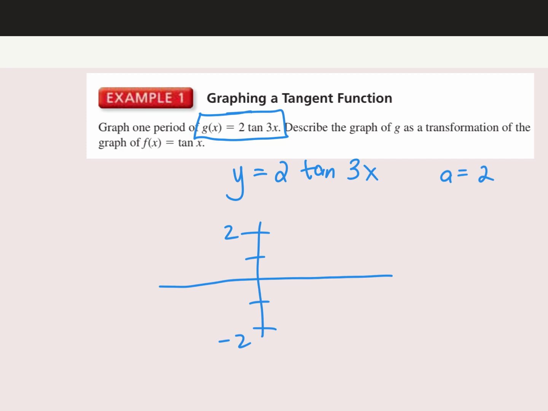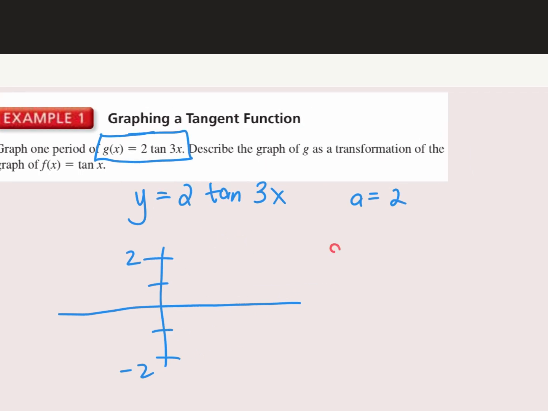All right, let's find our asymptotes first. How did I tell you to find the asymptotes? You take this value and do what? Set it equal to what? Not 2 pi. Pi over 2. Okay? And now we're going to solve for x. Every single time you take whatever that value is behind the tangent, no matter what it is, you set it equal to pi over 2.